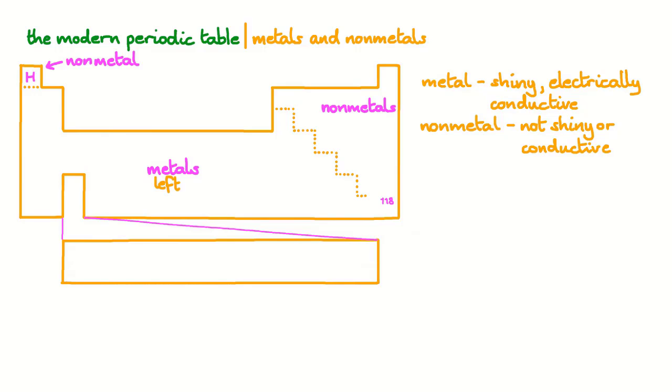Elements to the left of the periodic table tend to be more metallic, but hydrogen is an exception. It's a non-metal. To the right on the non-metal side of the boundary, we have elements like boron, silicon, arsenic and tellurium.